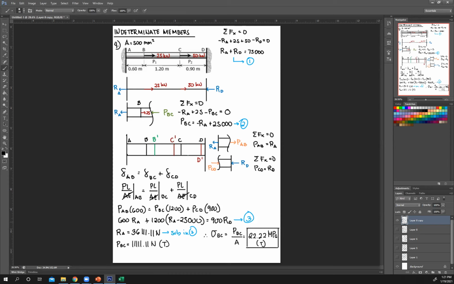You're still gonna get RA is 36,111.11. But if you sub it here, you're gonna get negative. So that negative just means you have an incorrect assumption. So you're gonna just flip your direction around. So therefore, PBC is to the right and it should be in tension.